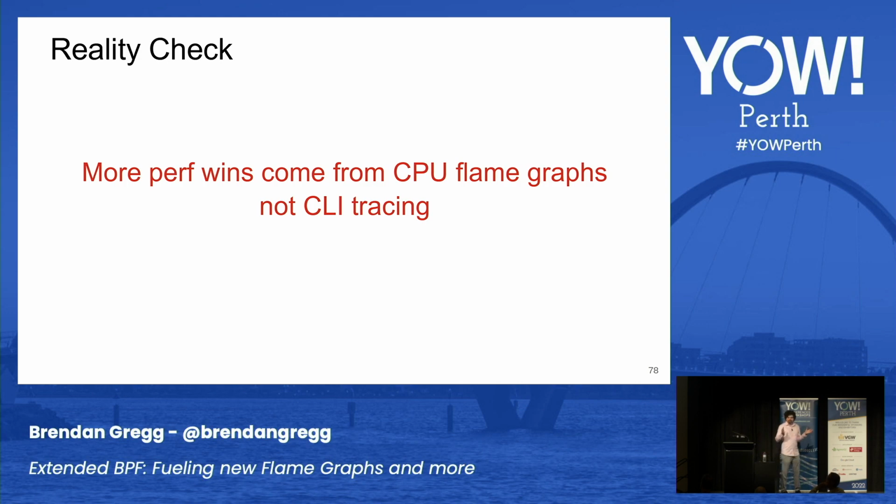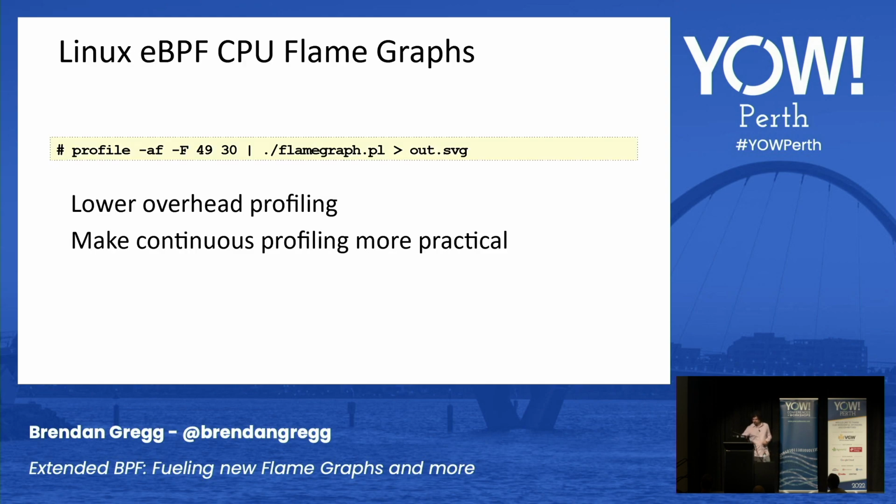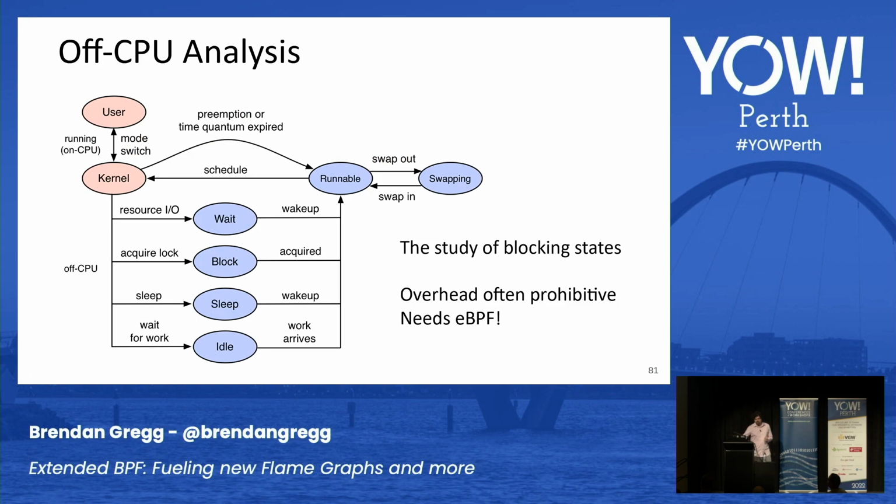Now, finally, that's all great. Your CLI tools are awesome. But practically, people find more performance wins from flame graphs than my advanced tools. So tying them together: eBPF flame graphs. I've got a tool in BCC, profile, that does it. That's the command line. Flamegraph.pl does have some options, so you can customize the output. And it gives you lower overhead profiling. It makes continuous profiling more practical.